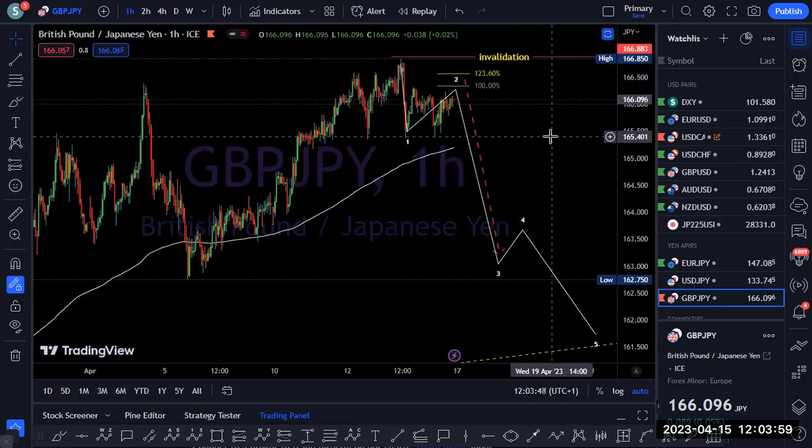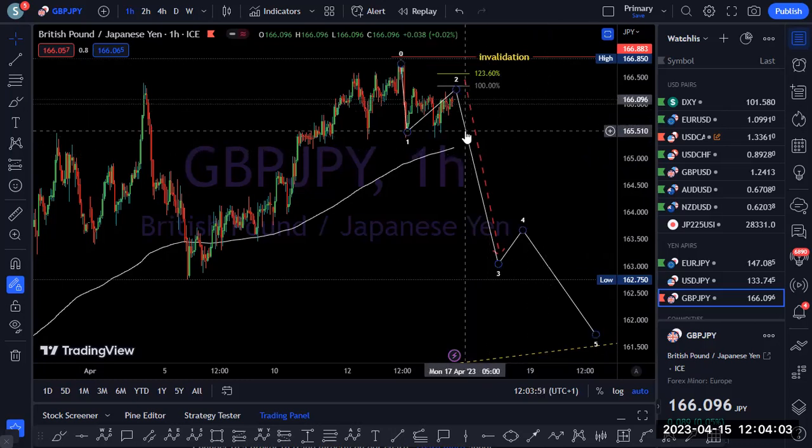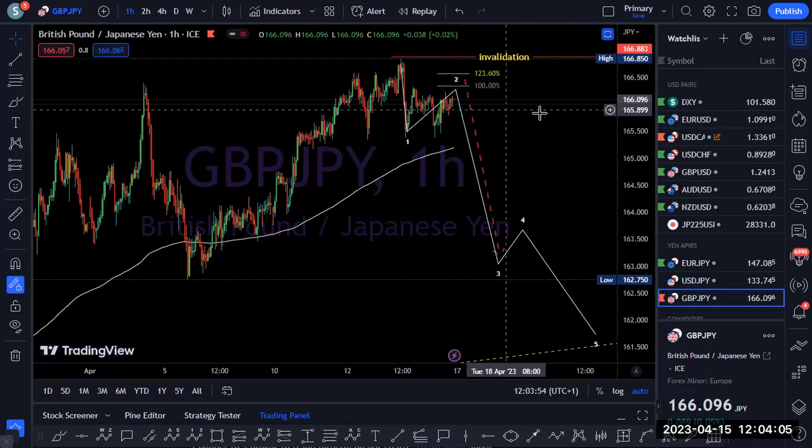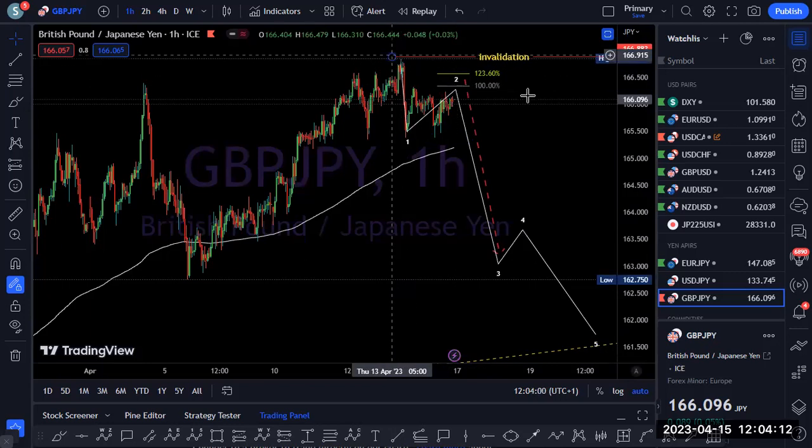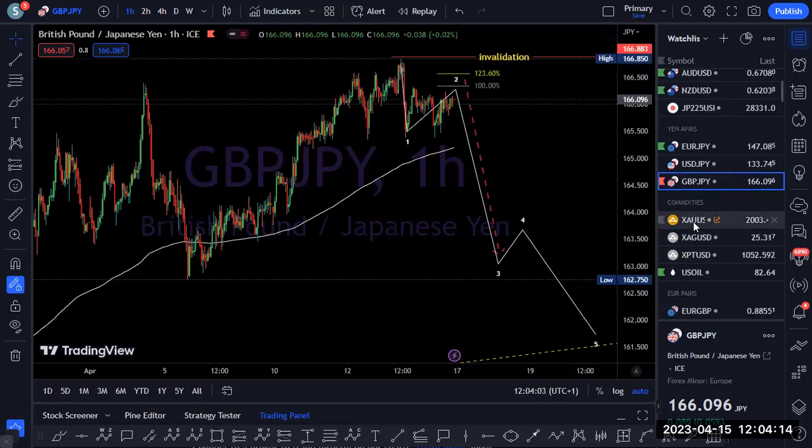In any case, don't over risk. Don't over risk, because market can change structure at any time. But on this one, whether I sell now or I sell a bit higher, stop loss will be here. Okay. Let's go to gold.